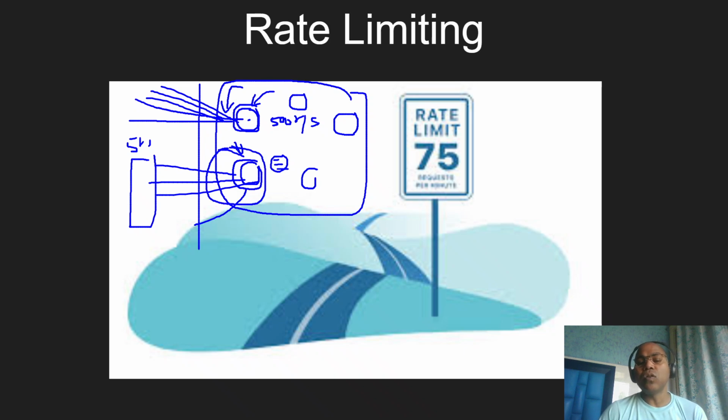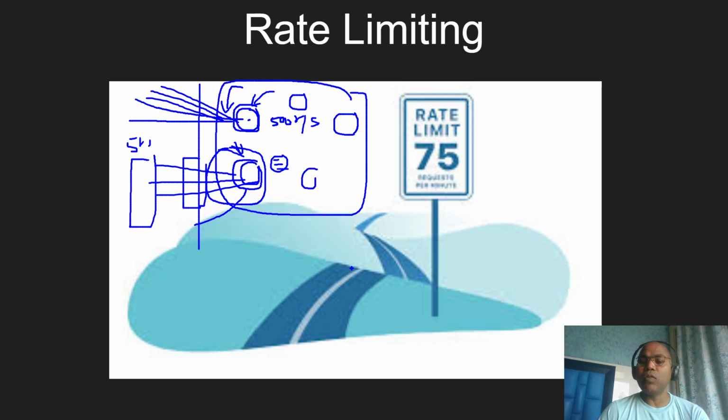But how do we ensure that our system receives requests only within its limitation? Beyond the limitation, no request can be entertained. So some mechanism, some tactic, is required to ensure that only requests within the capability our system has are let through.